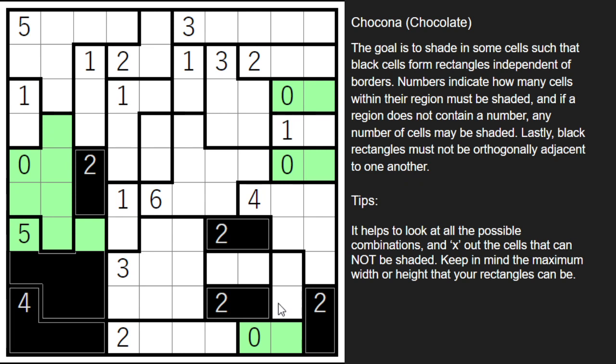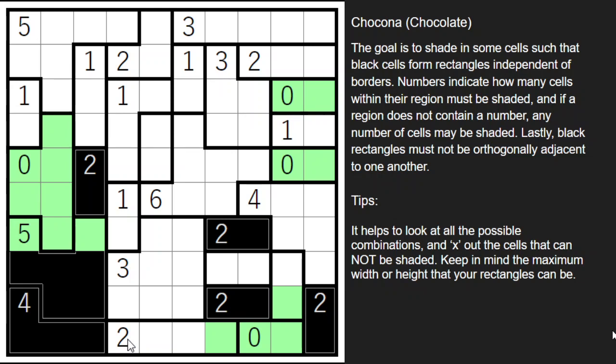And then what I would look at here is these 2 rectangles cannot connect, right? I wouldn't be able to connect them because then that would form an L-shaped area that cannot be rounded off to a rectangle. So that cannot be shaded in. And then this here can't be shaded because that would form an L-shaped area. So this has to be unshaded. That rectangle cannot go any further down. And then what this leaves us with is 3 cells left in a 2 clue.